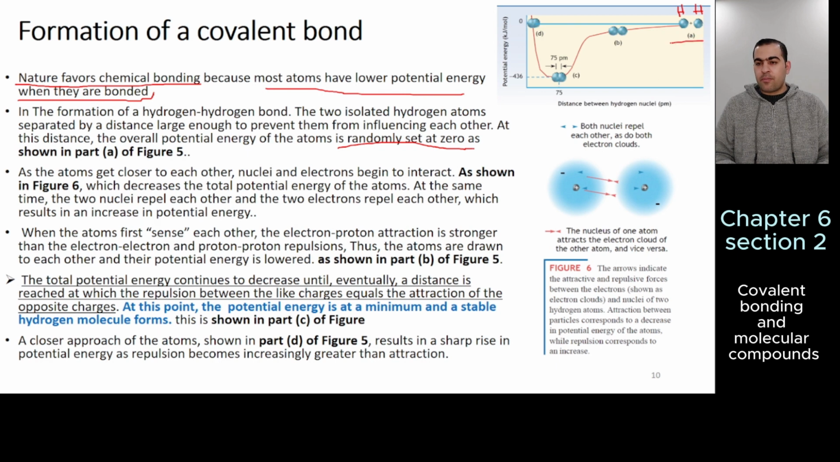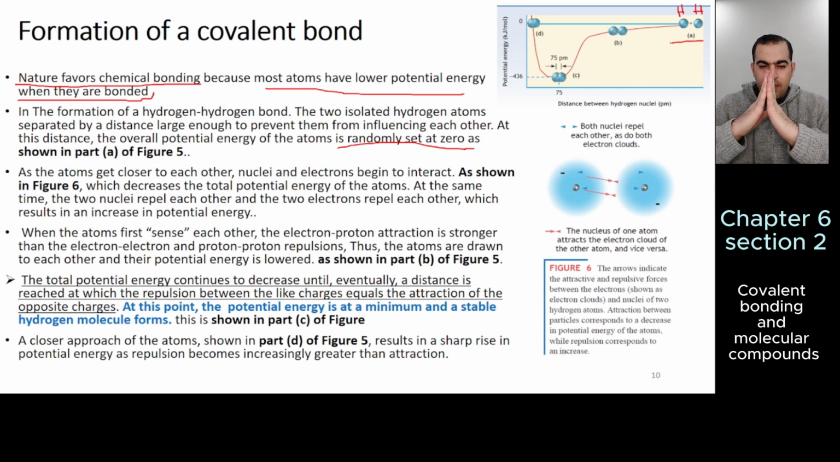We're going to talk about part A first. First of all, before bonding, the hydrogen atoms are very far from each other. They don't affect each other. It means there's no attraction between them. At this time, their potential energy we randomly set at 0. We start from 0 to understand how their potential energy decreases when they get closer.